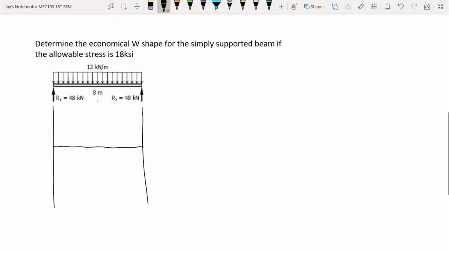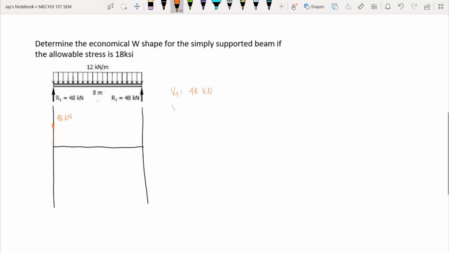So by starting on the left support, we have our shear there, which is 48 kilonewton. Since that is acting upward, that means it is positive, and it is located above the reference line. So we have 48 kilonewton here. That's our shear 1.